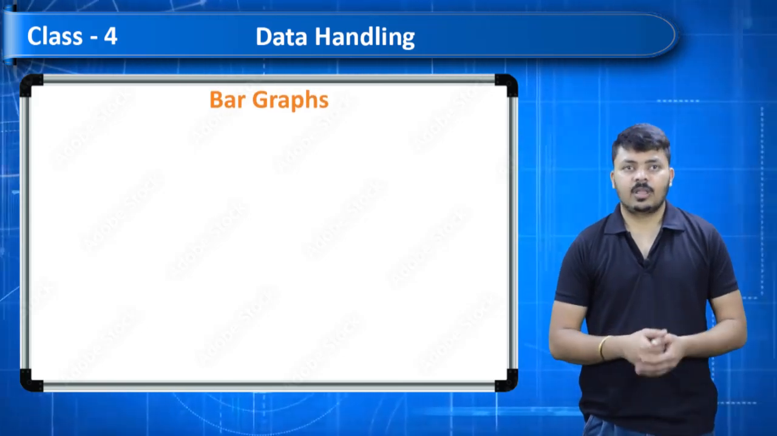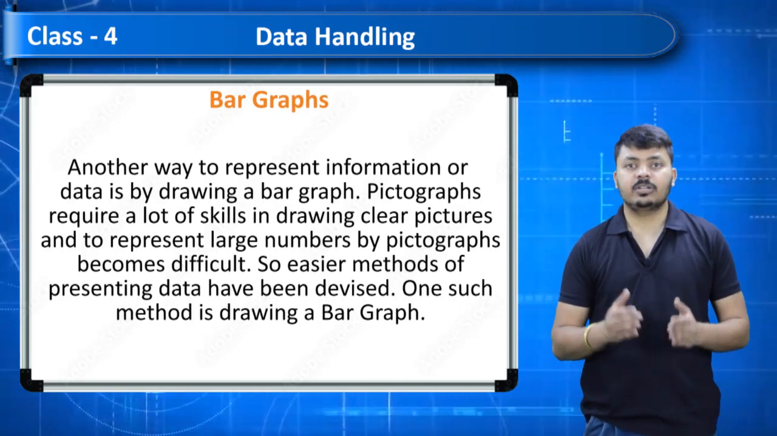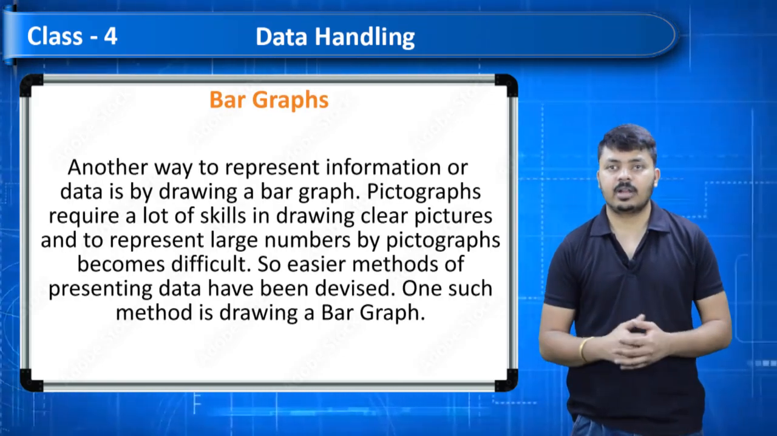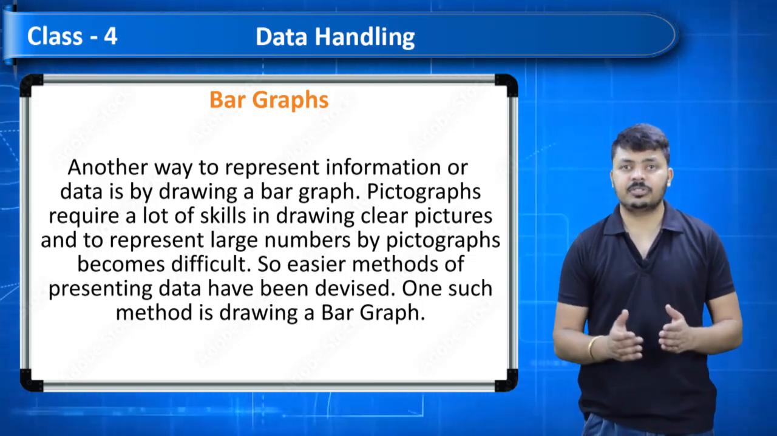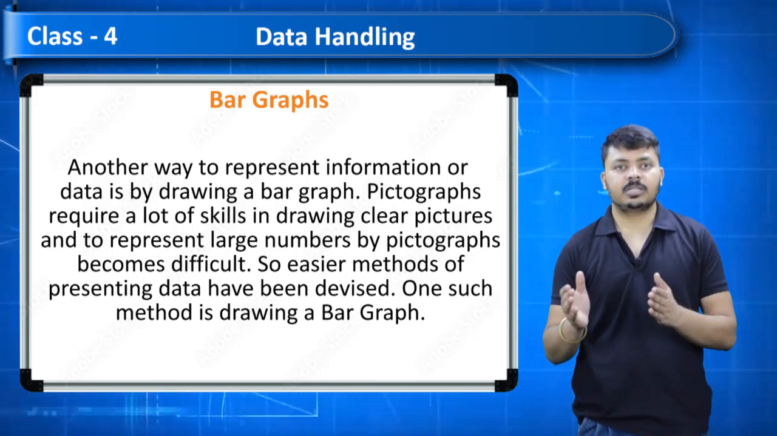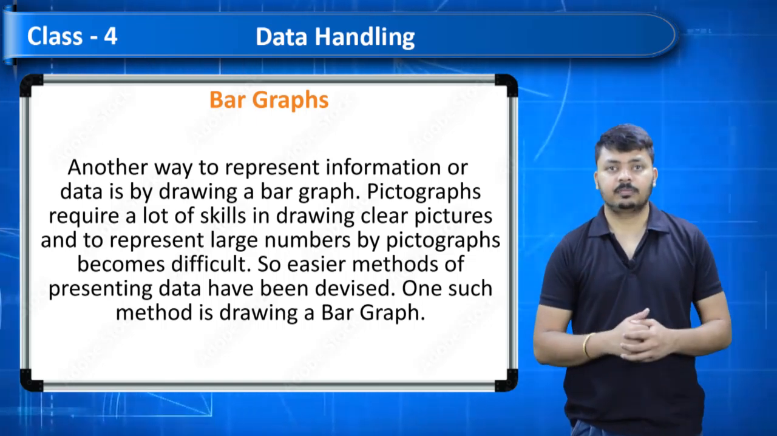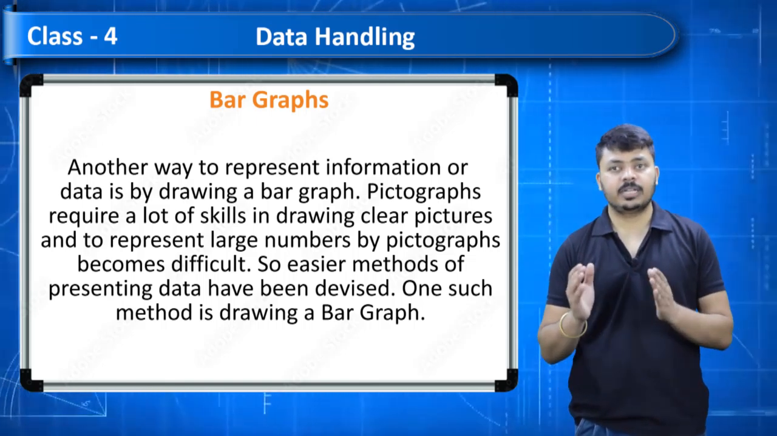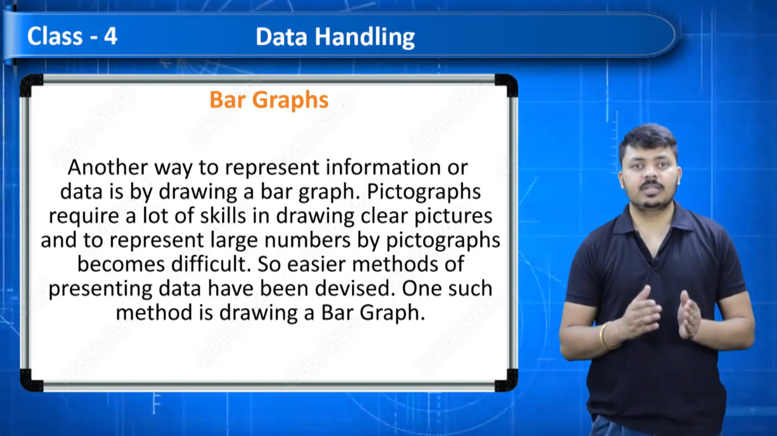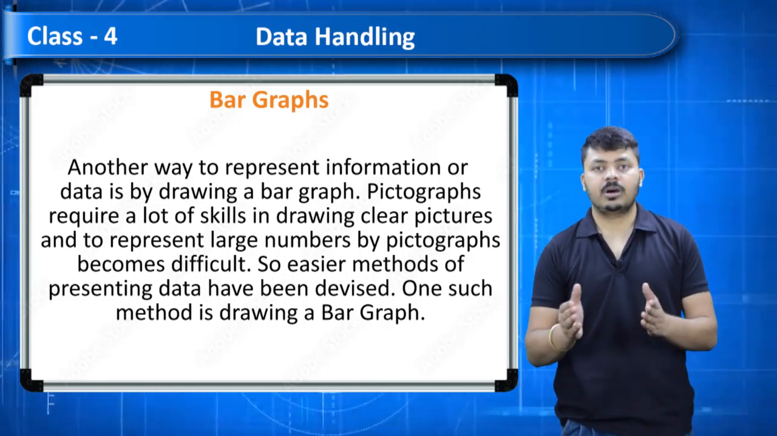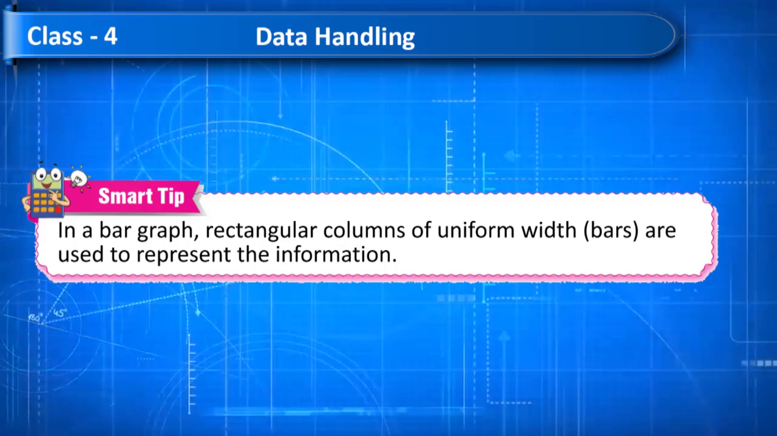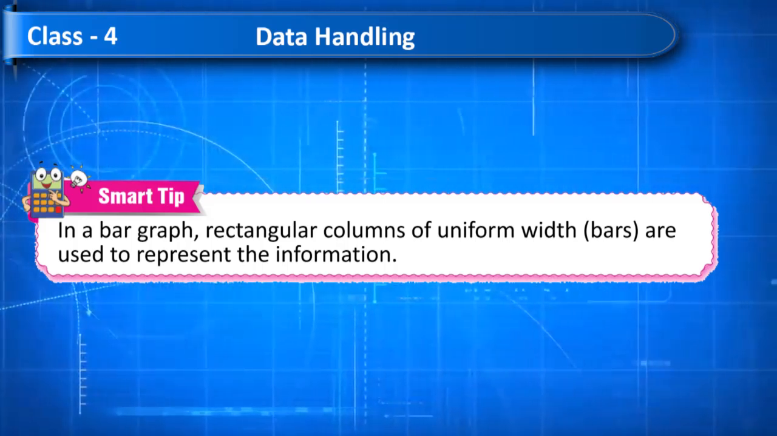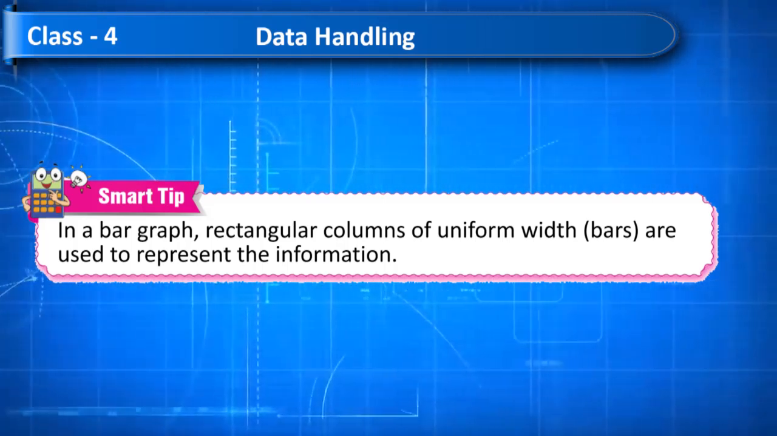Bar graph. Another way to represent information or data is by drawing a bar graph. Pictographs require a lot of skills in drawing clear pictures, and to represent large numbers by pictographs becomes difficult. So easier methods of presenting data have been devised. One such method is drawing a bar graph. Smart tip: in a bar graph, rectangular columns of uniform width bars are used to represent the information.